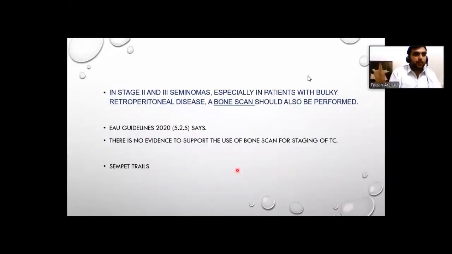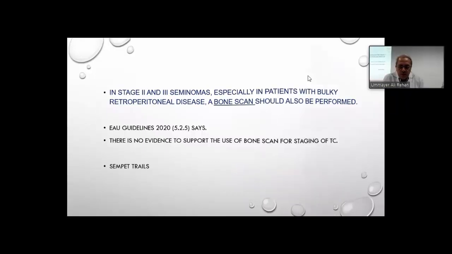In stage 2 and 3 seminomas, especially in patients with bulky retroperitoneal disease, a bone scan should also be performed, but the EAU guidelines 2020 say there is no evidence to support the use of bone scan for the staging of testicular carcinoma. Right, and we also follow the same thing.